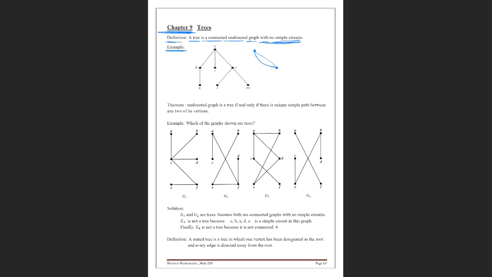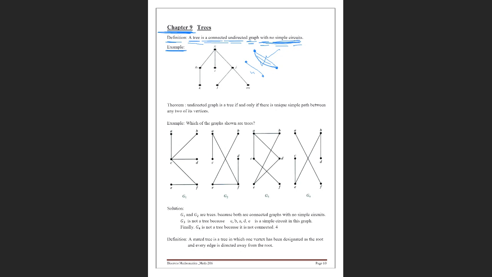So again see the definition. A tree is a connected undirected graph with no simple circuits. So this is a simple circuit: if between any two vertices there are two paths, then that is a simple circuit. So between any two vertices there must be only one path, not two. It must be one path.